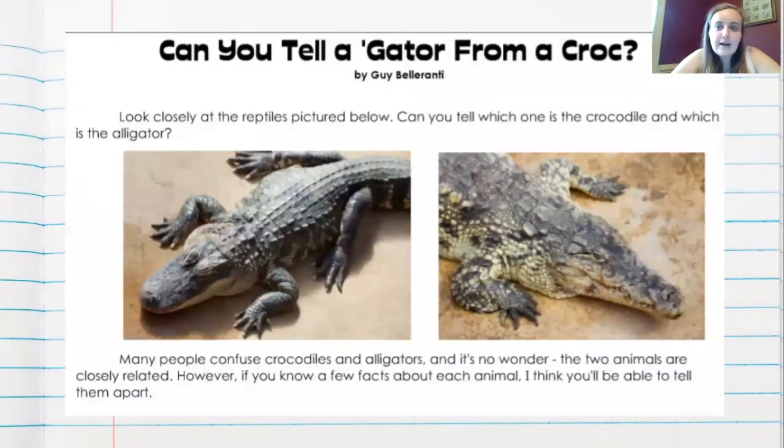All right, so can you tell a gator from a croc? Look closely at the reptiles pictured below. Can you tell which one is the crocodile and which is the alligator? Many people confuse crocodiles and alligators, and it's no wonder. The two animals are closely related. However, that is a signal word we can underline. However, if you know a few facts about each animal, I think you will be able to tell them apart.